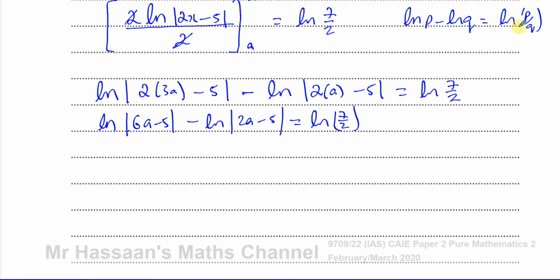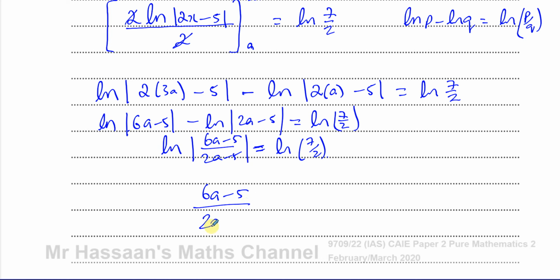Now I have the ln of something equals the ln of something, one term and one term. These two must be the same because they're equal to each other. So that means that 6a minus 5 over 2a minus 5 must be the same as 7 over 2. Now I can solve this equation. I can multiply both sides by 2, which gives 2 times 6a minus 5, and multiply both sides by 2a minus 5, which cancels on this side, and we end up with 7 times 2a minus 5.